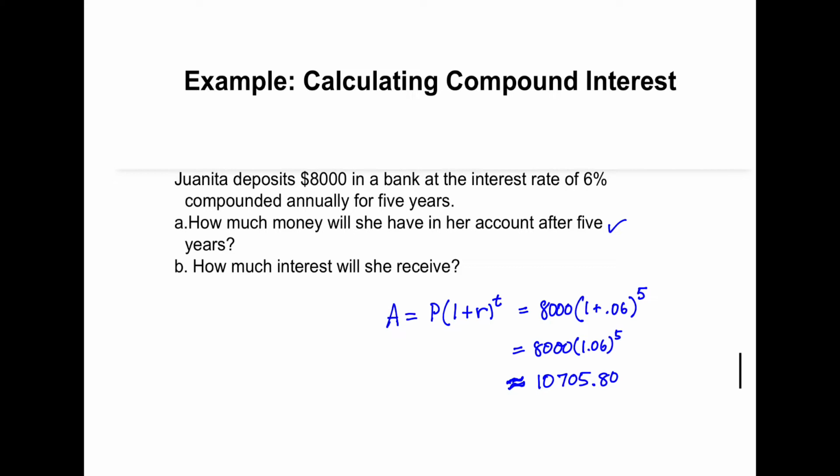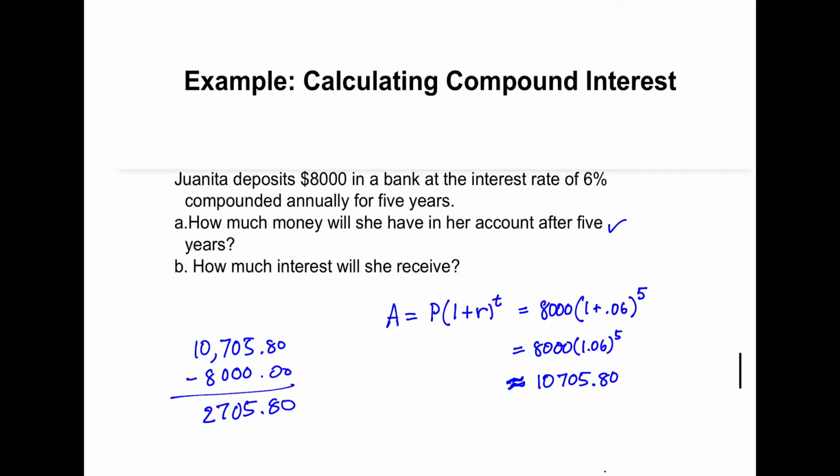So really, we just need to take our new total, the new amount that she has in her account, $10,705.80, and subtract out the $8,000 that she started out with. And we see that the difference there is $2,705.80.